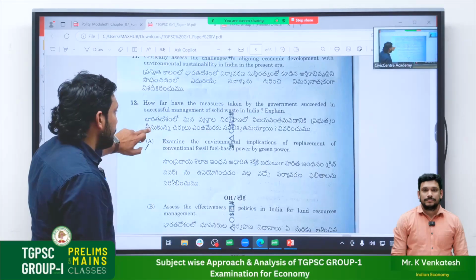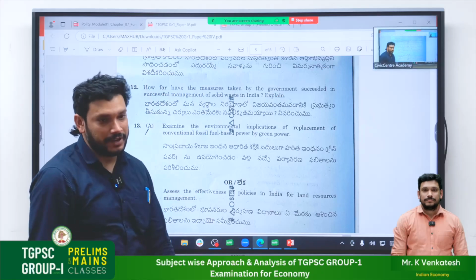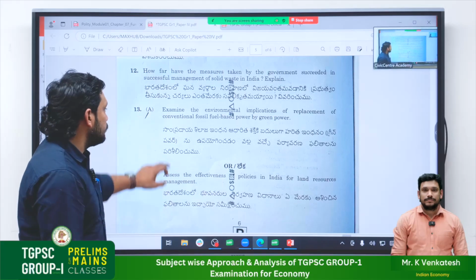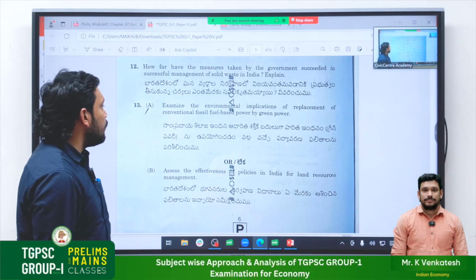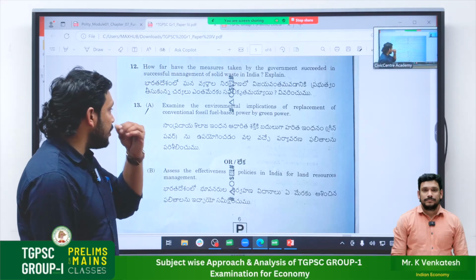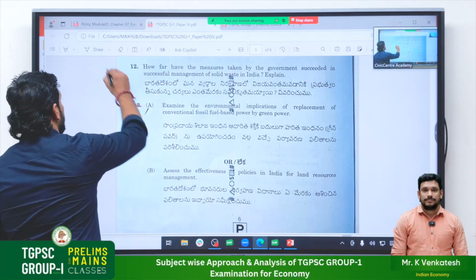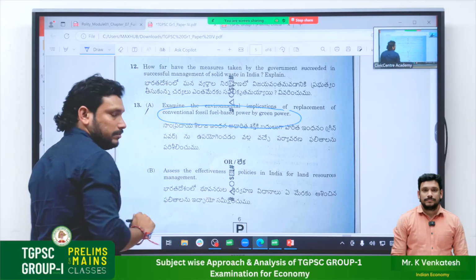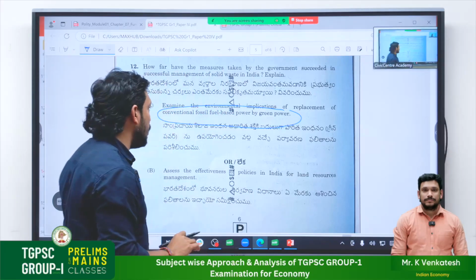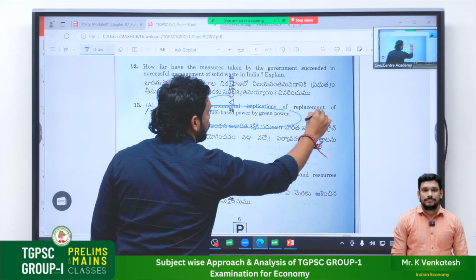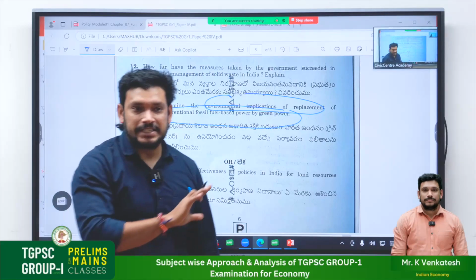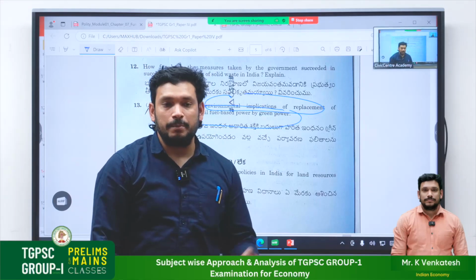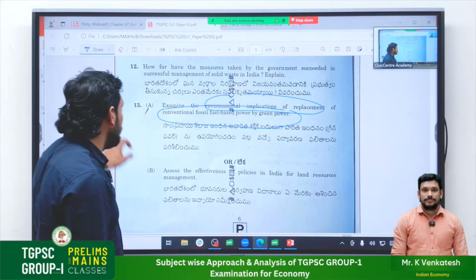Yeah. Successful management of solid waste. So this is also an environmental perspective question. Next. Examine the environmental implications of replacement of conventional fossil-fuel-based power by green power. If you see, this part, the power sector, is an economic question. This part is an environmental question. So that is what section 3 is: you have economic questions, but from an environmental perspective, how they are happening.